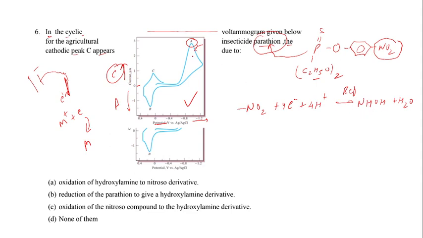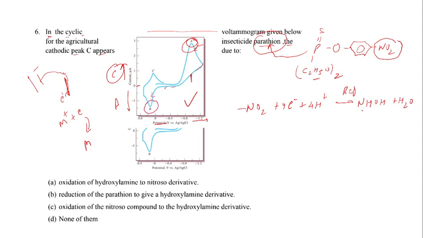After that the current is decreasing, and then you change the direction of your potential. Now you are applying potential in the opposite direction. The phenomenon where NO2 converts to NHOH is not happening here, so you can say this reaction is not reversible. But as you change your potential in the opposite direction, at point B a different reaction will occur.